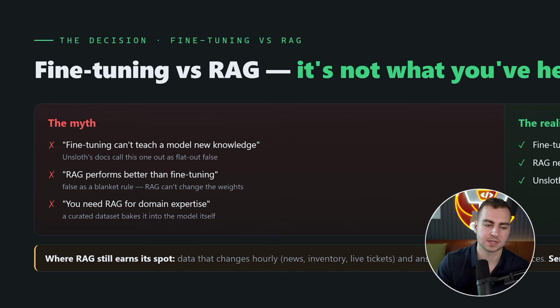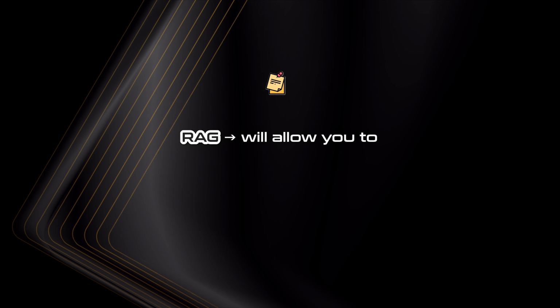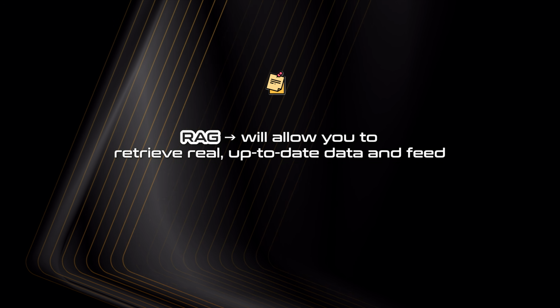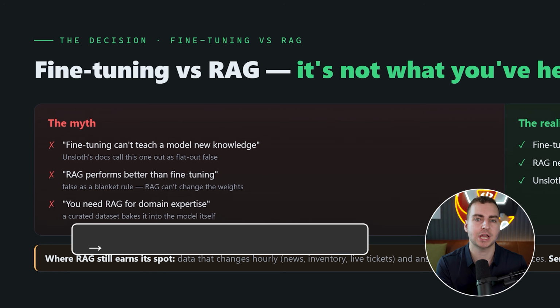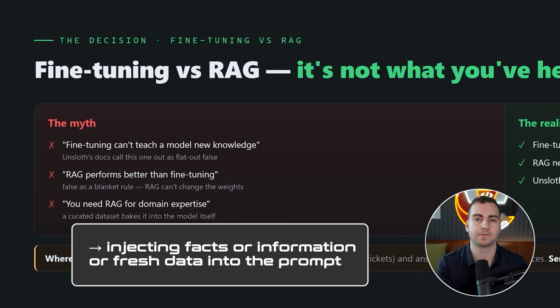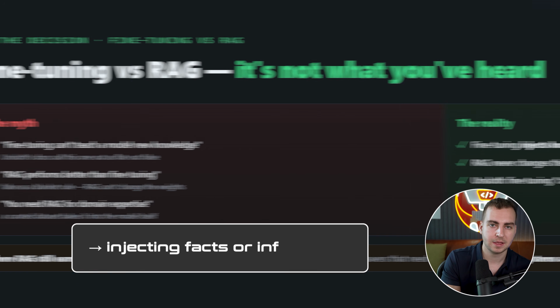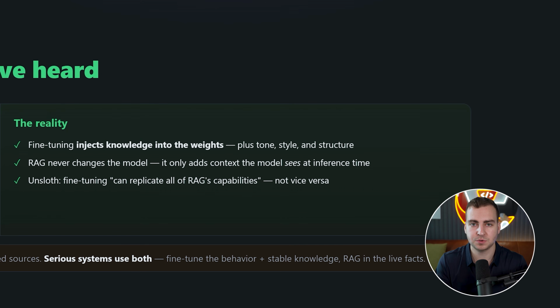It's a common misconception, and the difference between RAG and fine-tuning is that RAG will allow you to retrieve real up-to-date data and feed that into the prompt for a model. So what you're doing is effectively injecting facts or information or fresh data into the prompt so the model can reason based on that. This is a different approach from fine-tuning.